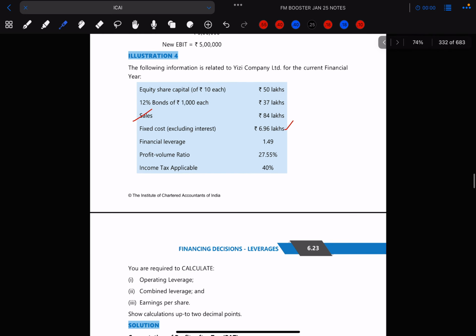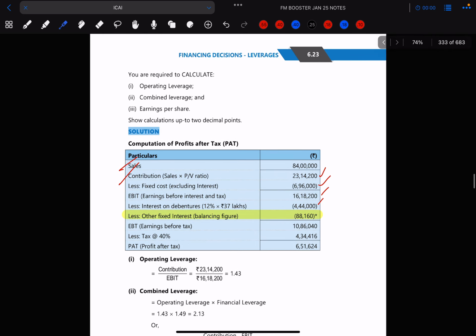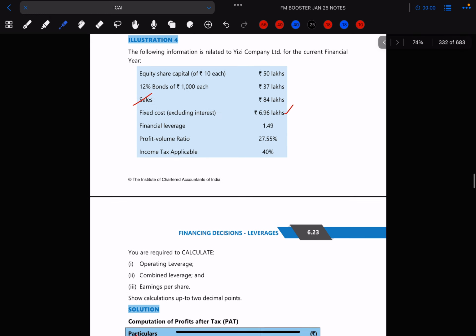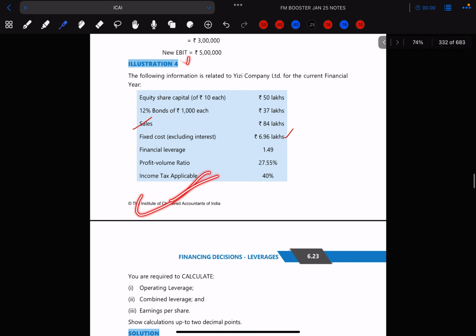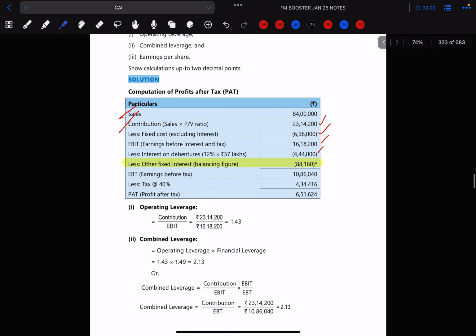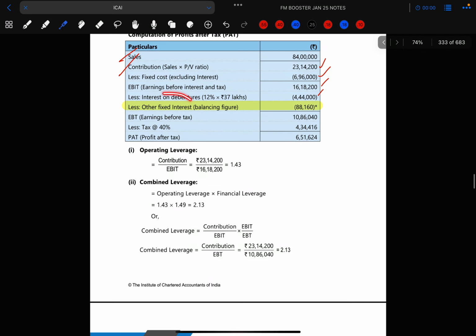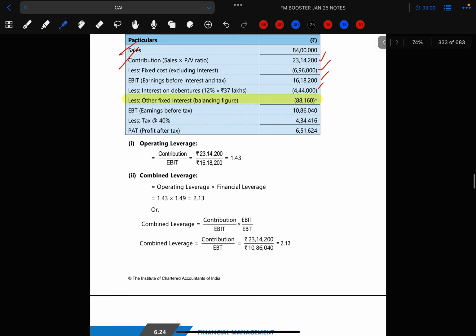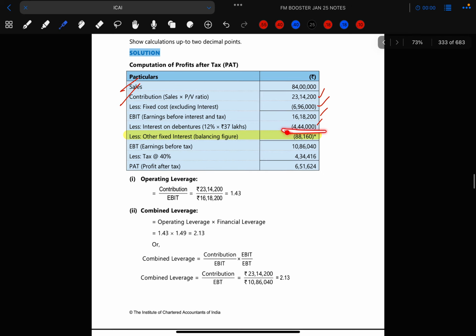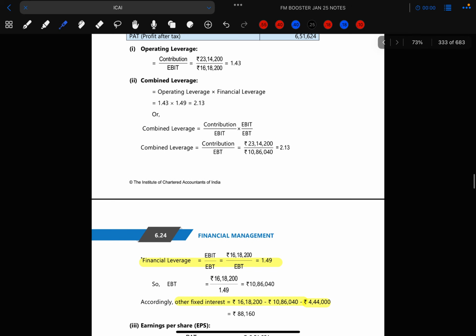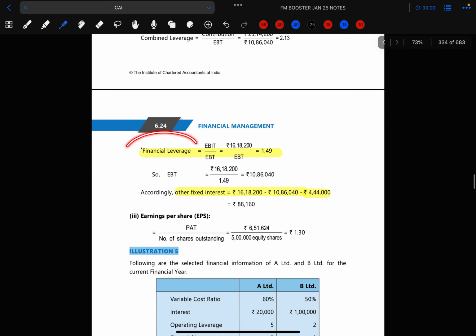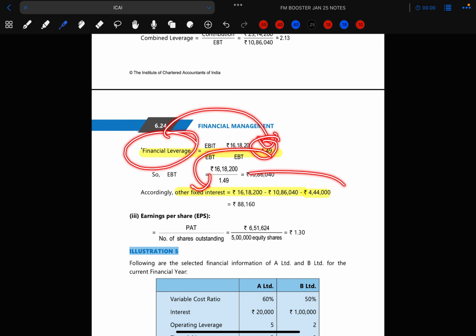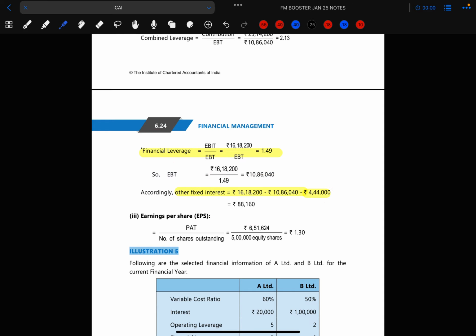This one, they have given the current reporting. So the only thing in this question is, they have given everything. When it comes to illustration 4, understand, they have given everything. The only thing they did not give is other fixed cost. So when you do till here, later, when you go for combined leverage and then find out the financial leverage, in that case it will be 1.4 accordingly. In that case you can find out this other fixed cost.